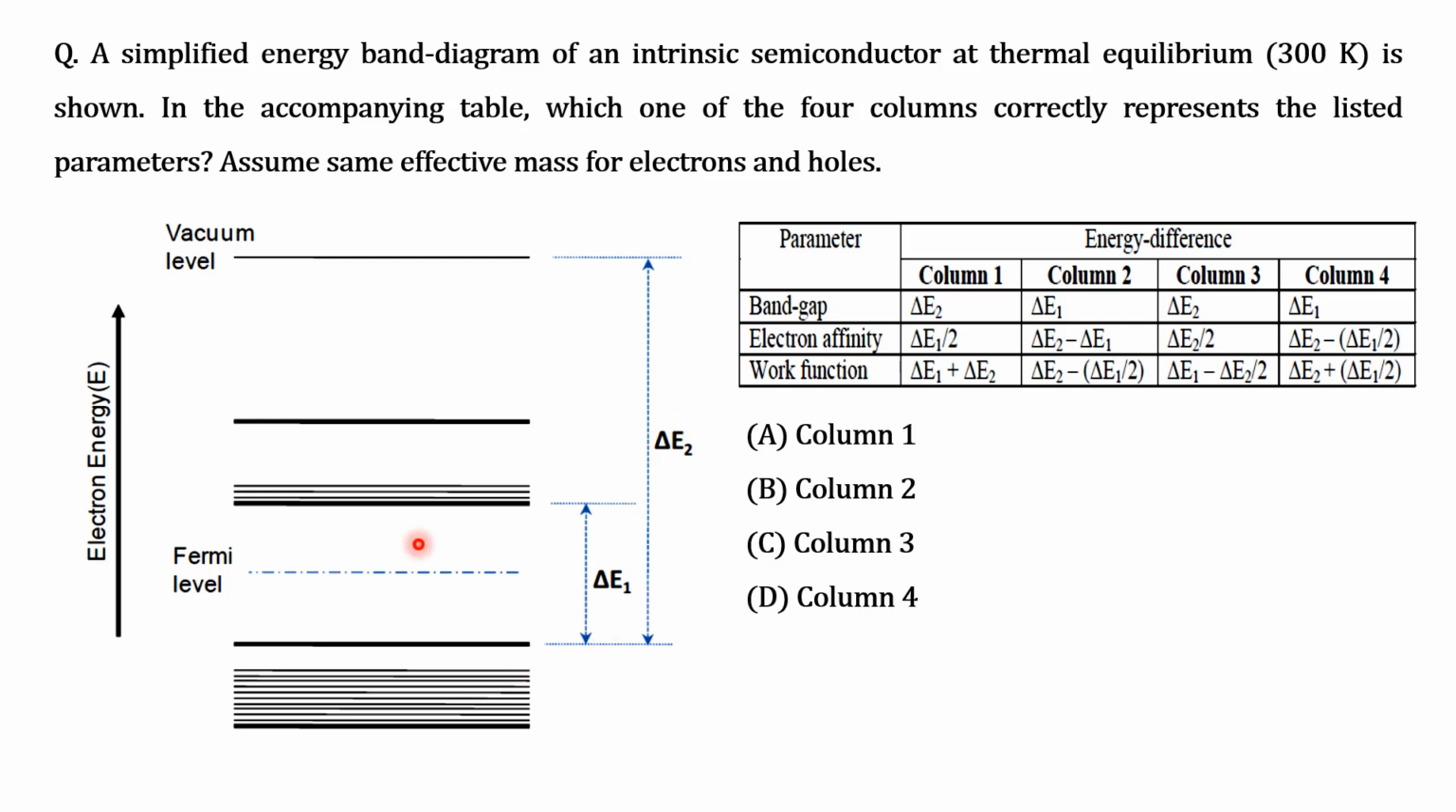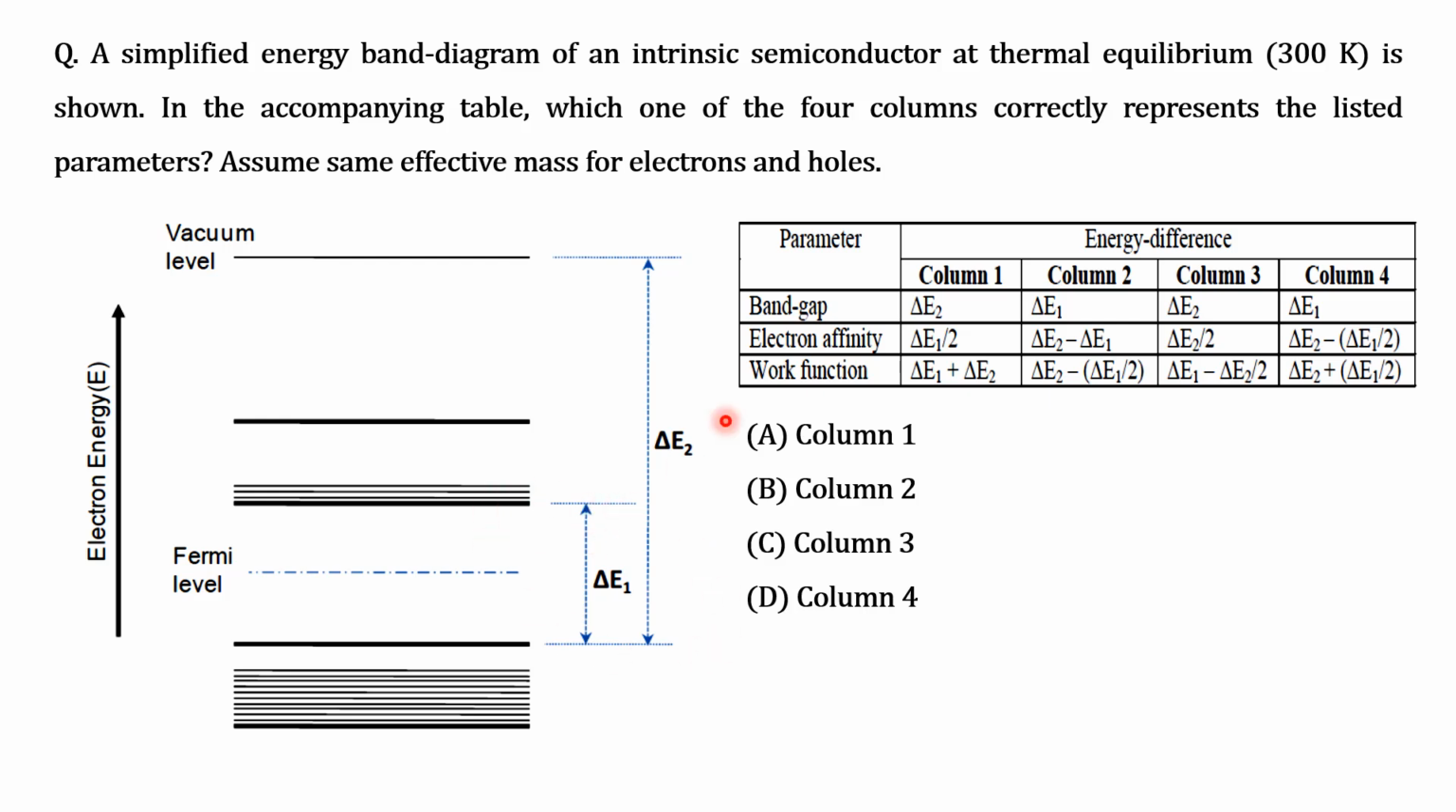So band gap, we said, is the difference between HOMO and LUMO, or conduction band and valence band. If you are removing from the Fermi level to the vacuum level, it is known as work function. If we are removing from this particular region, it is known as electron affinity. So can you think again now? Which option will be correct?